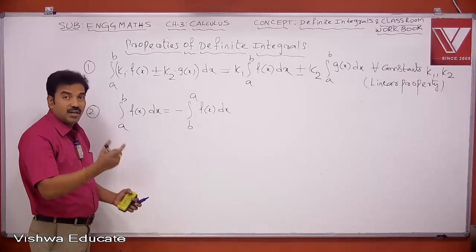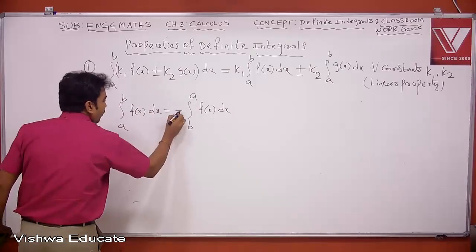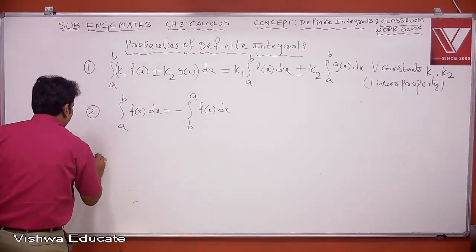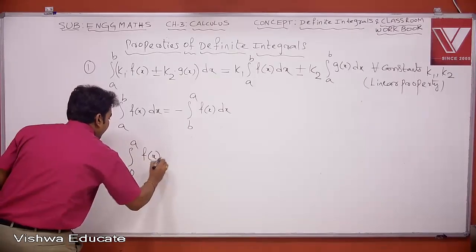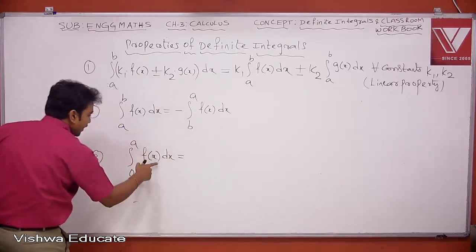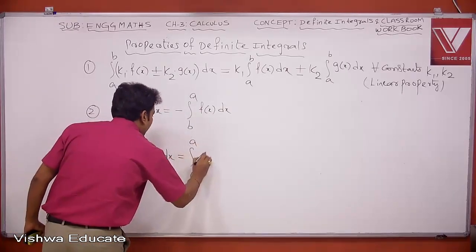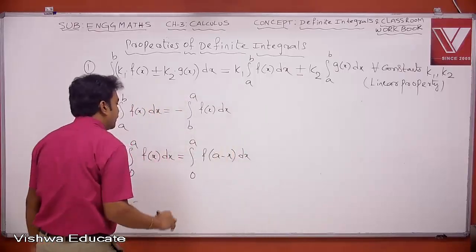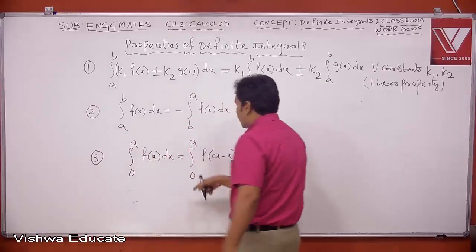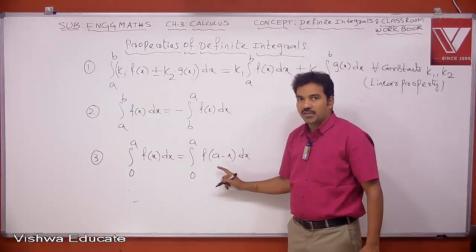When you interchange the limits, a minus symbol will come. When you interchange the lower and upper limits, a minus will come extra. Now property number 3: integral 0 to a f of x dx. We are integrating this function from 0 to a. This will be equivalent to integral 0 to a f of a minus x dx. Same limits are working, integral 0 to a, but x is replaced by a minus x.